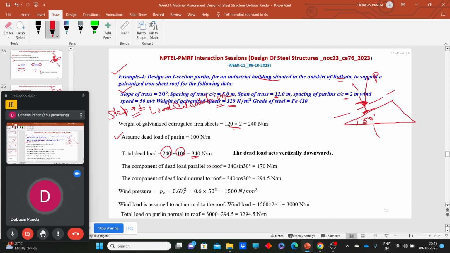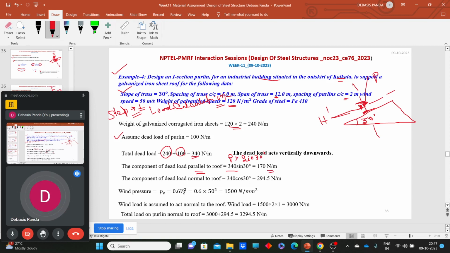So what should be the vertical and horizontal component? The component of dead load parallel to the roof, that means this component, your so-called H dash component, what will that be? That will be nothing but the total load P that we have calculated, P multiplied by sine of 30 degree. So that comes as 170 Newton per meter.